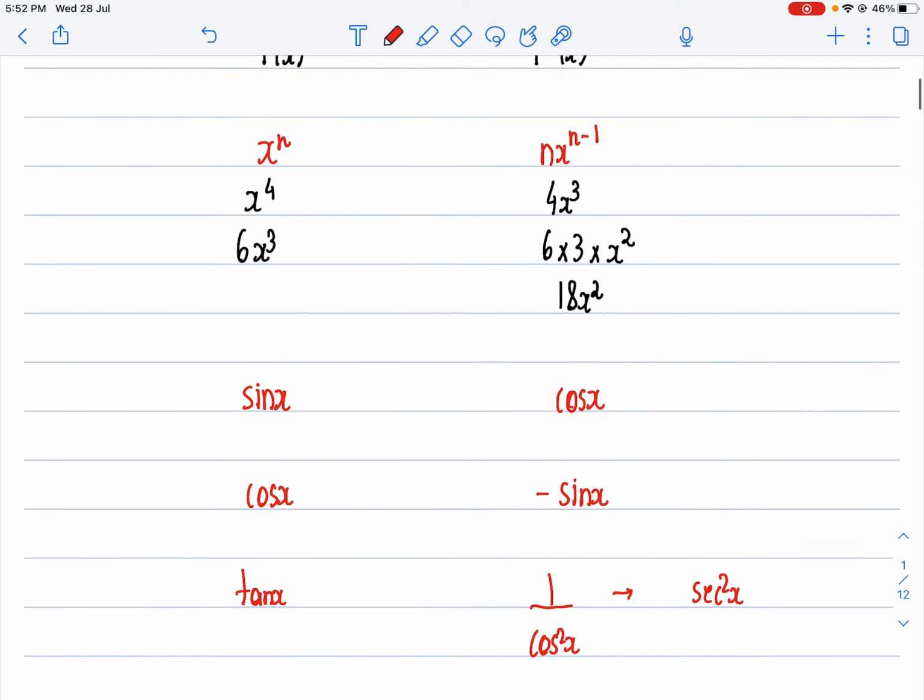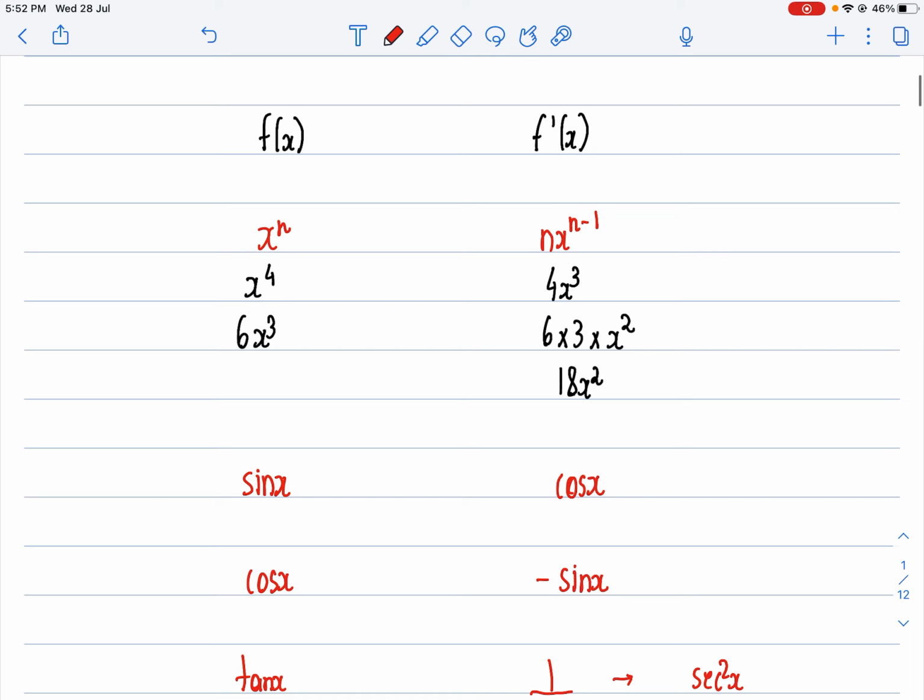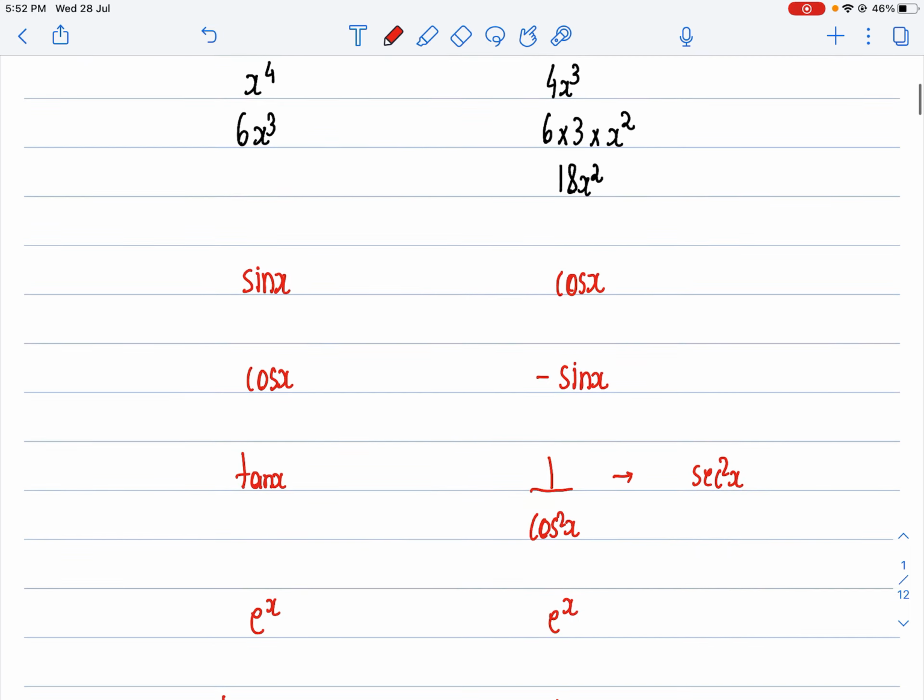Let's go over them again. I have x raised to n, which is n into x raised to n minus 1. Then the differentiation of sin x is cos x. The differentiation of cos x is minus sin x. This is really important to remember. Okay, these four. The differentiation of sin x is cos x. The differentiation of cos x is minus sin x. Try to remember it like that.